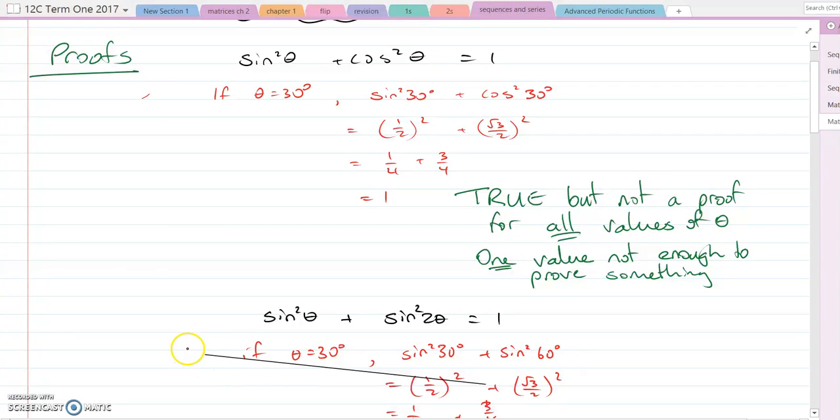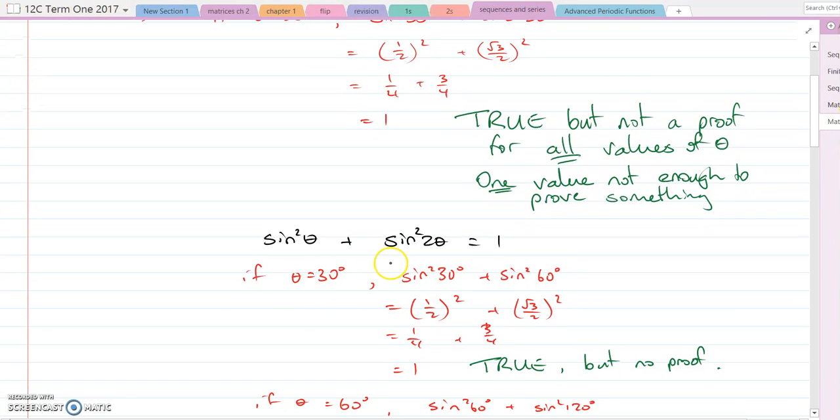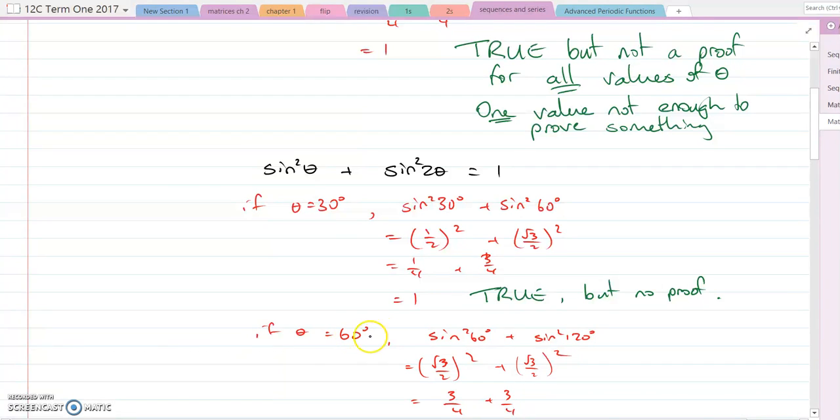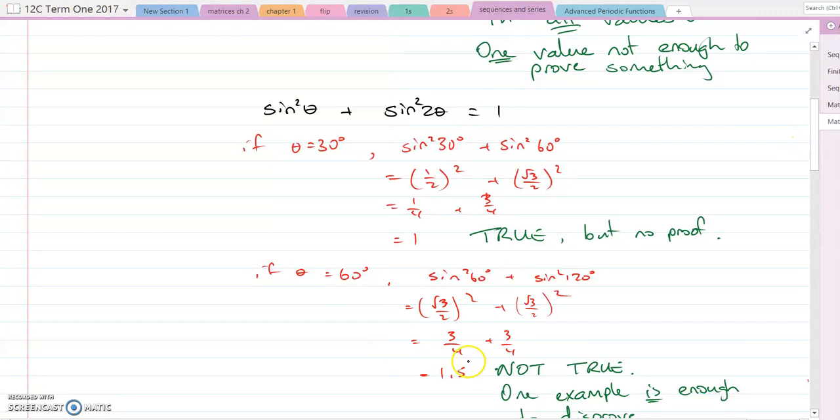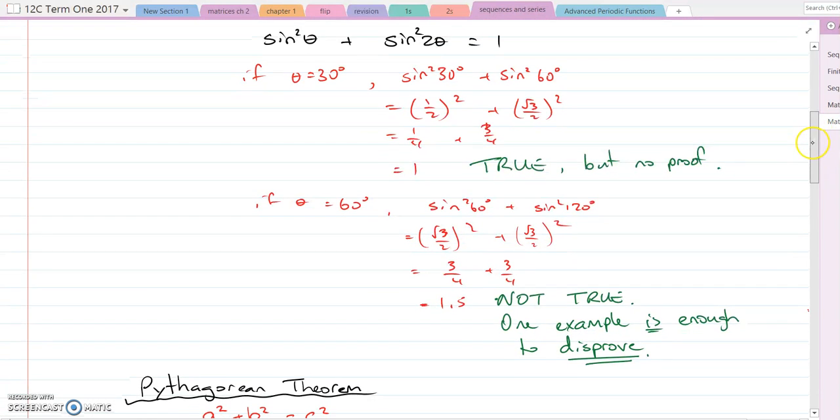Just a second example, something slightly different. If I have sine squared theta plus sine squared of 2 theta equals 1, this is my proposition, something I'm trying to prove. Again, I could show one example where it is true, where theta is 30 degrees. But of course that's not a proof. If I pick theta is 60 degrees and work through that, I end up getting 1.5 for my answer. So that one example is enough to prove that it is not true. One example can't prove that it is true, but it can prove that it is not true.